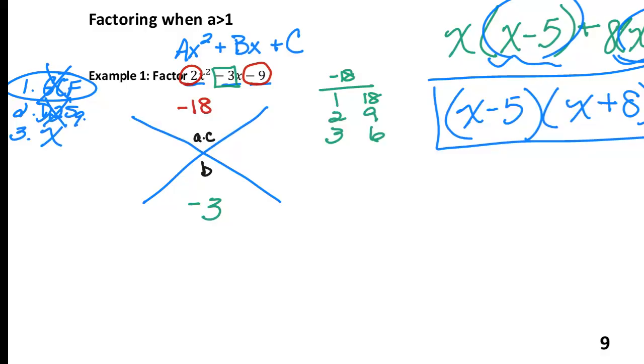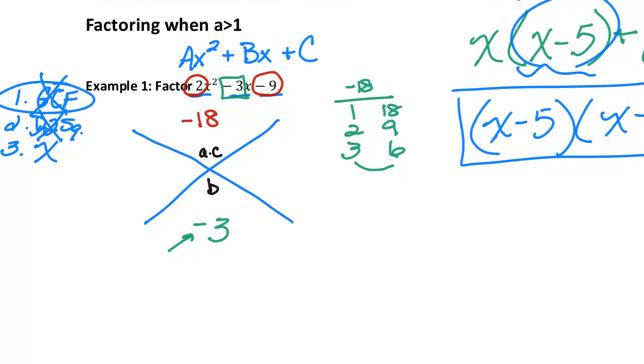4, is that a factor? How about 5? No. So this is it. The fact that this is negative means that your larger factor is also going to be negative. So this is negative, and this is negative. Which pair of these add up to -3? Yeah, this one right here. So it is 3 and -6.